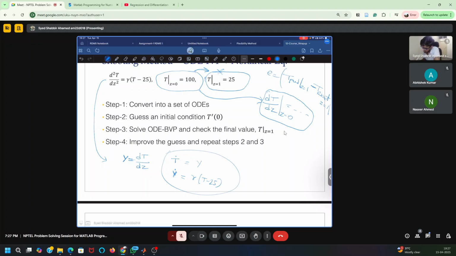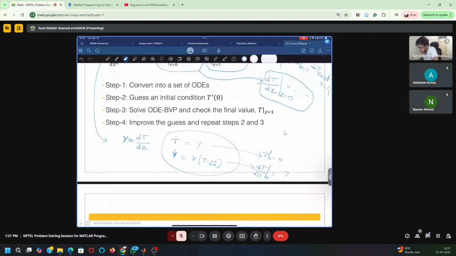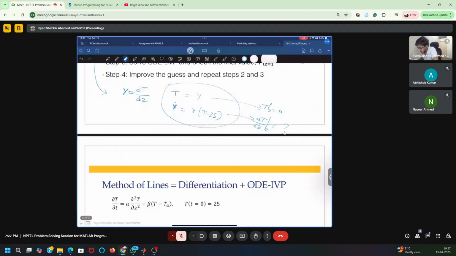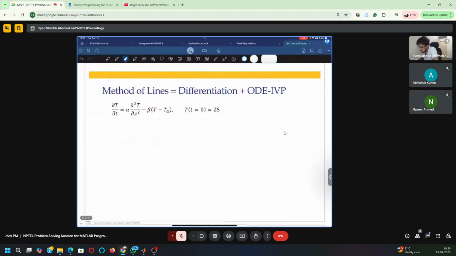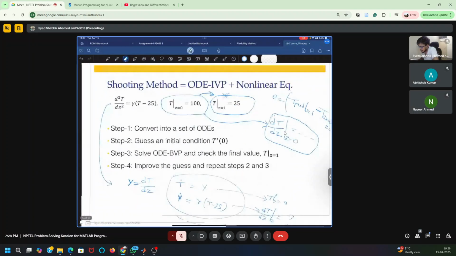We can use these two initial conditions, which is t at z equals 0, and dt by dz at z equals 0. We have to assume this, and we can solve this simultaneously to get our solution for the ordinary differential equation initial value problem. And then you will predict the value of t at z equals 1. If you get within the error tolerance, then it's fine. Otherwise, you have to revise it. So that's what we do in shooting.